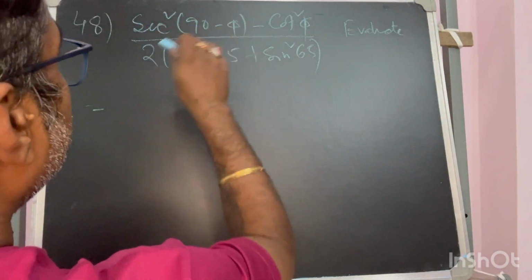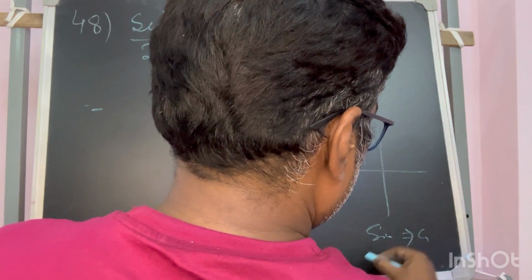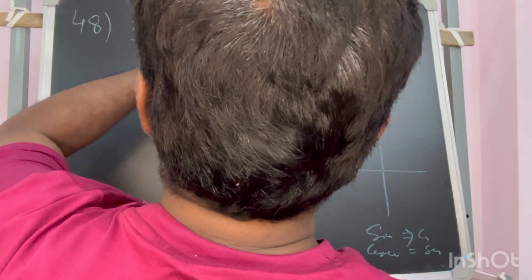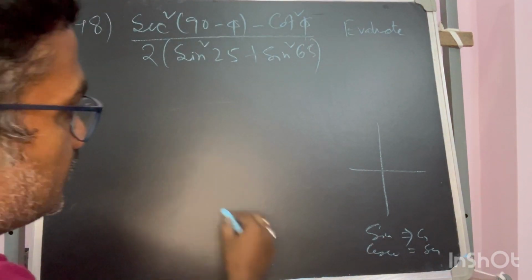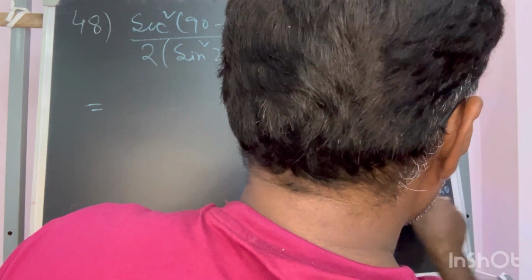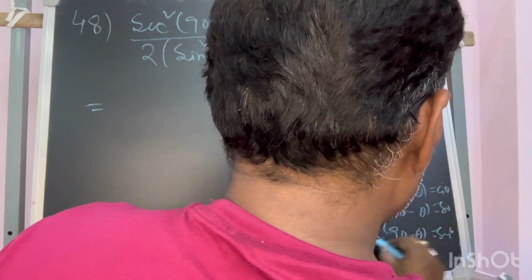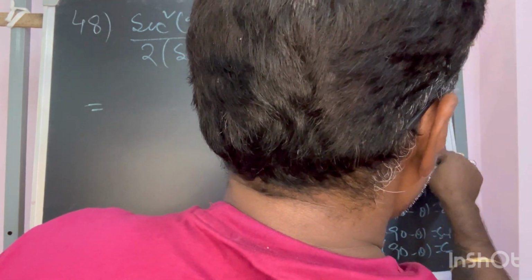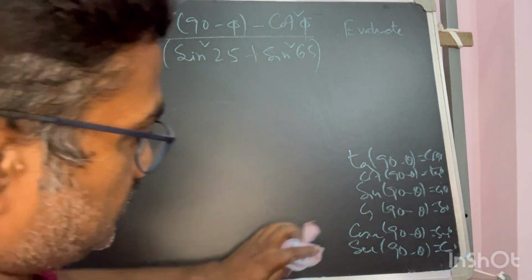Let me check it. Sec 90 minus theta. So in the first quadrant, what are the relations? Sine is related to cos. Sin 90 minus theta is equal to cos theta, so cosec is related to sec. If you remember the relations: sin of 90 minus theta is equal to cos theta, cos of 90 minus theta is equal to sin theta, cosec 90 minus theta is equal to sec theta, sec 90 minus theta is equal to cosec theta, tan 90 minus theta is equal to cot theta, cot 90 minus theta is equal to tan theta. So they are related like that.